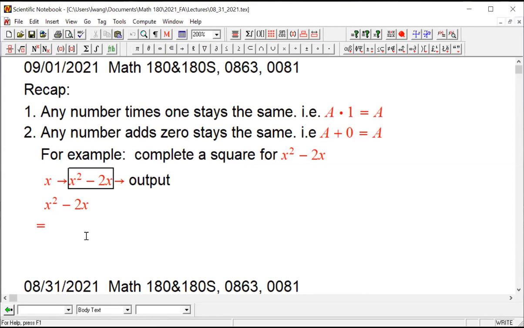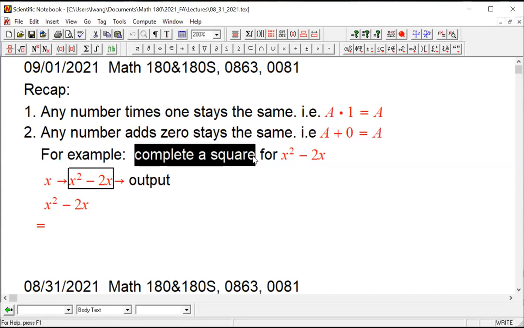Very good. Thank you for your responses. So without changing the rule, we can only add a 0. But we're going to add a 0 wisely, quote and unquote, to fulfill the goal of completing the square.